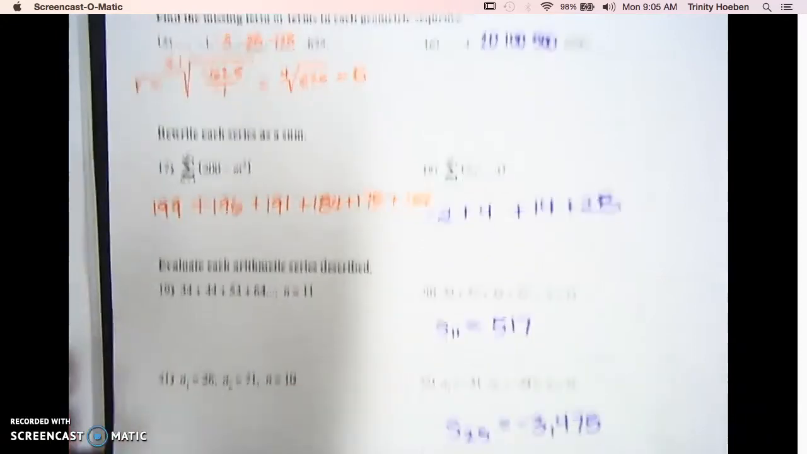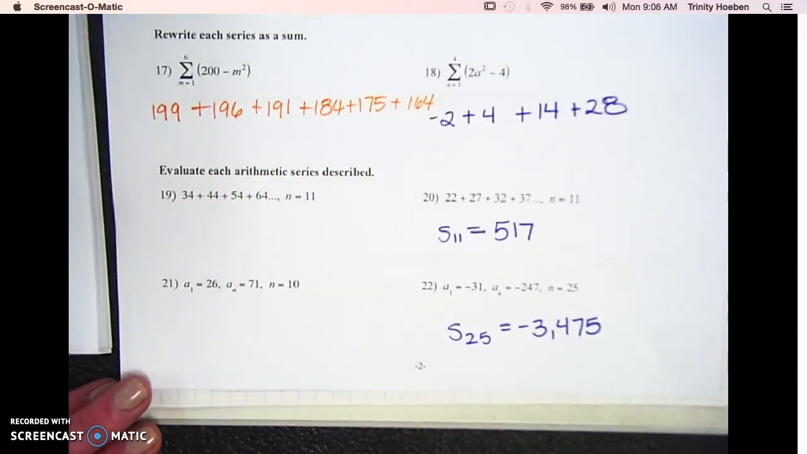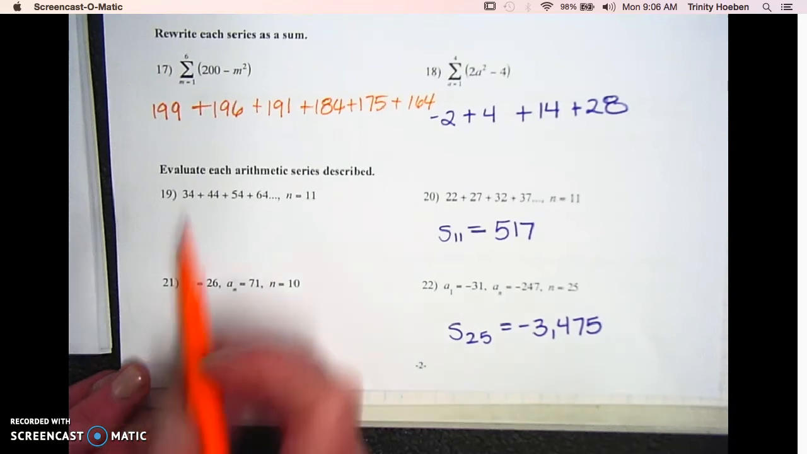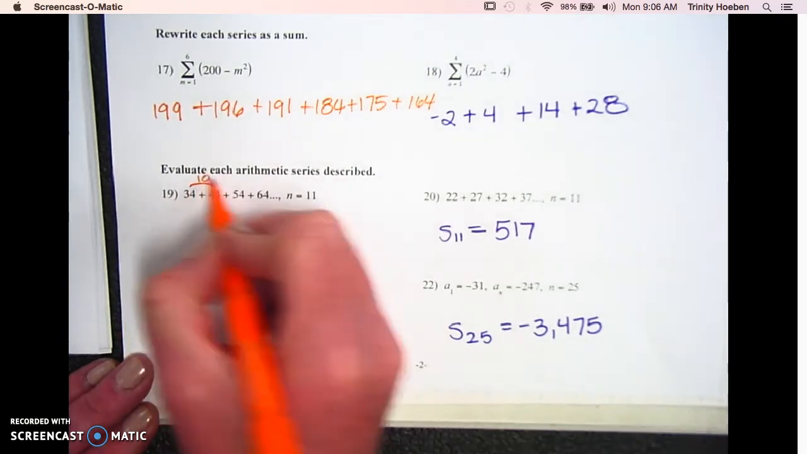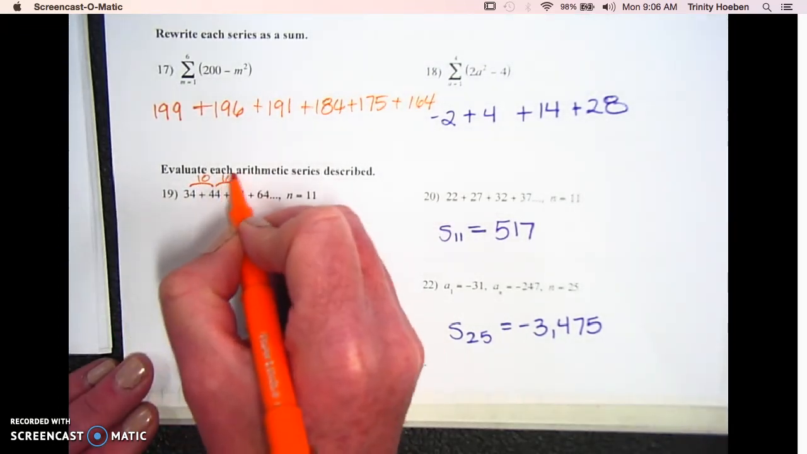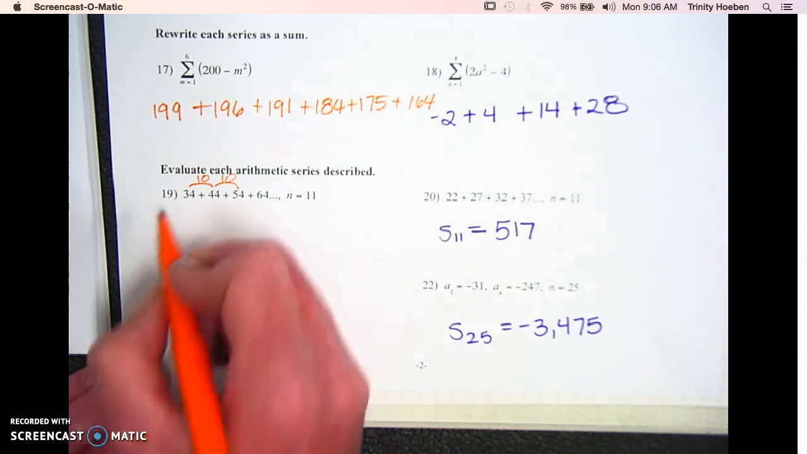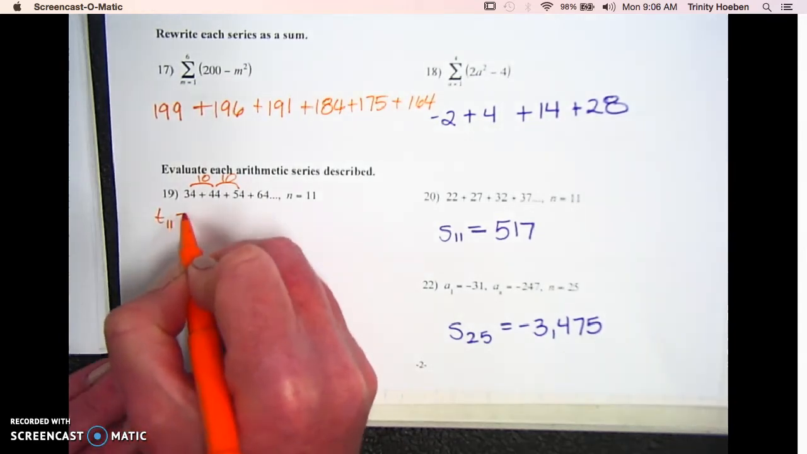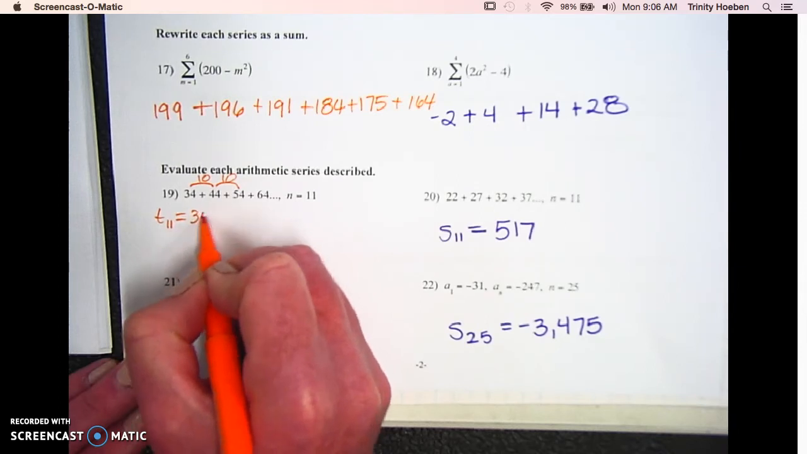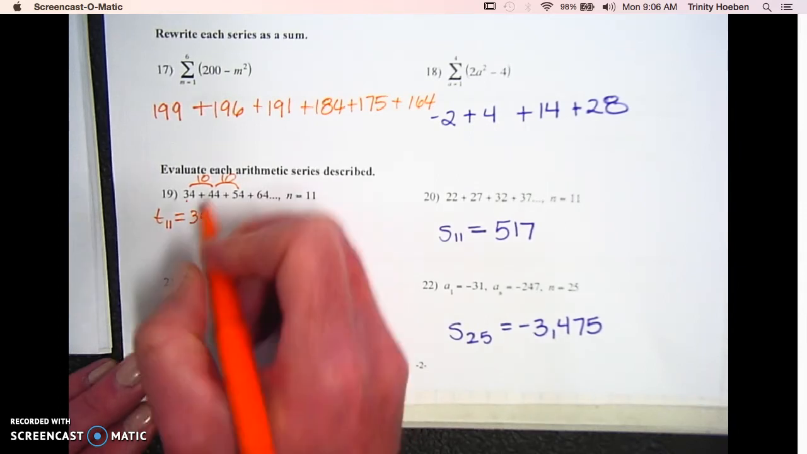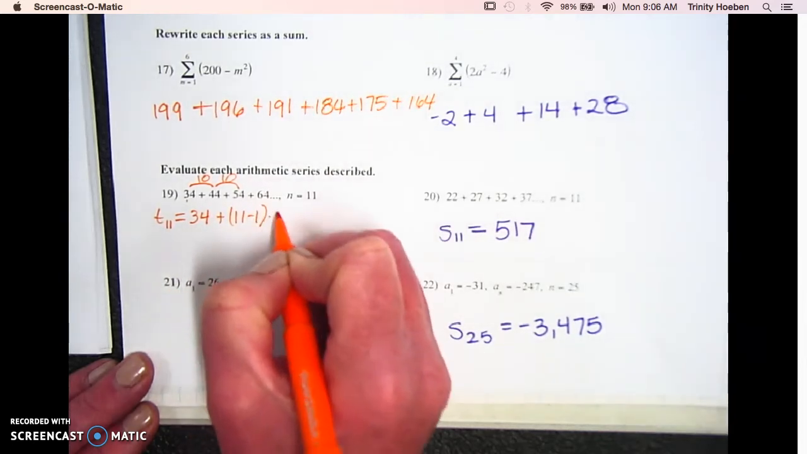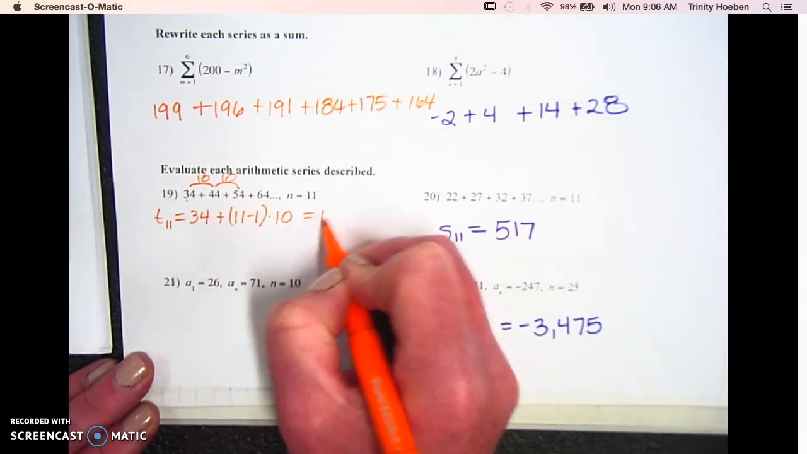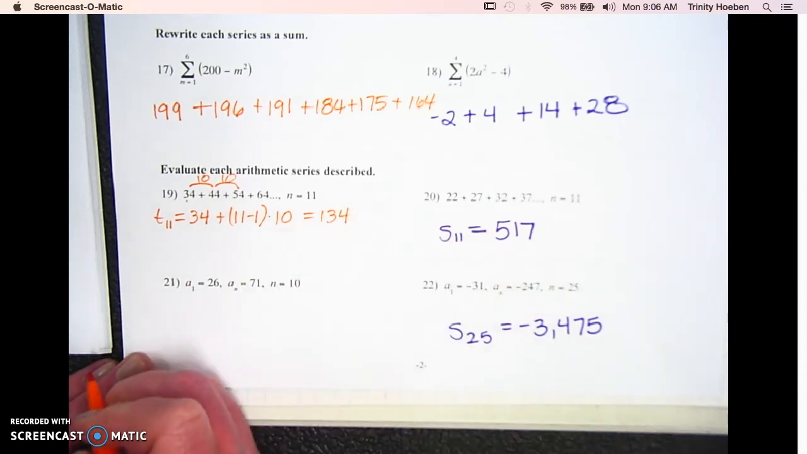Right? Numbers 19 through 22, the directions say evaluate each arithmetic series described. So from here, 34 to 44, I notice I'm adding 10, 44 to 54, 10, and so on. So to find the 11th term, I'm going to take 34, which is the value of the first term, plus the 11 minus 1, and multiply it by that difference of 10. Plug it in the calculator, you should get 134.